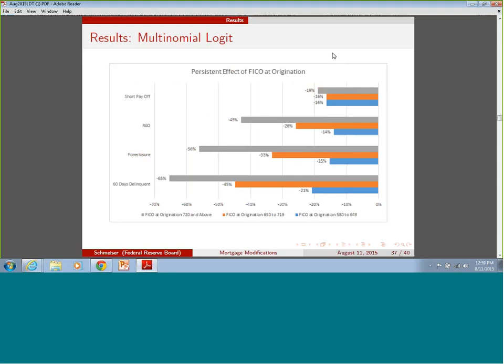And then finally, I just wanted to emphasize again that the FICO score at origination, even years later, is a significant predictor of subsequent adverse outcomes. Those at the higher end of the FICO score range, 720 and above, relative to those below 580, are much less likely to be 60-plus days delinquent, much less likely to be in foreclosure and in REO. We see declines as the FICO score declines.